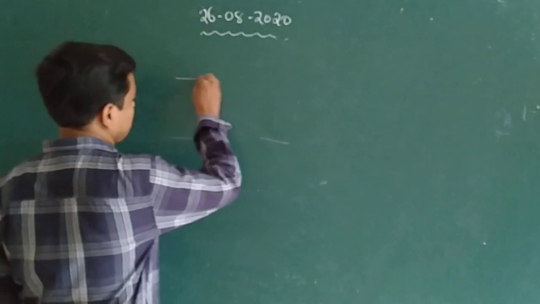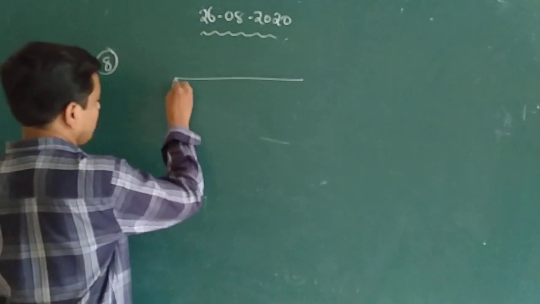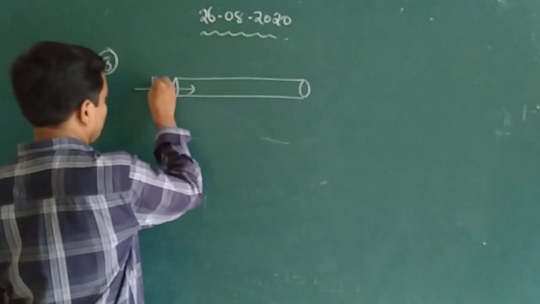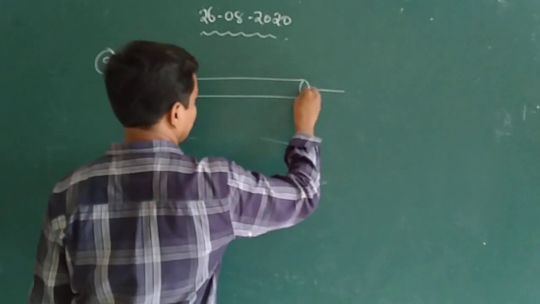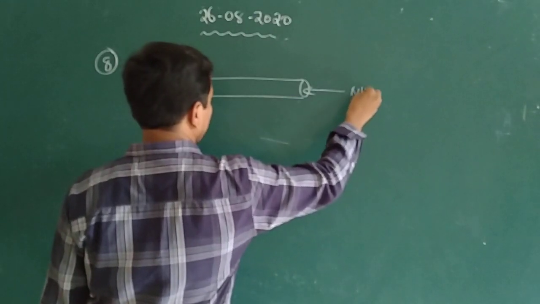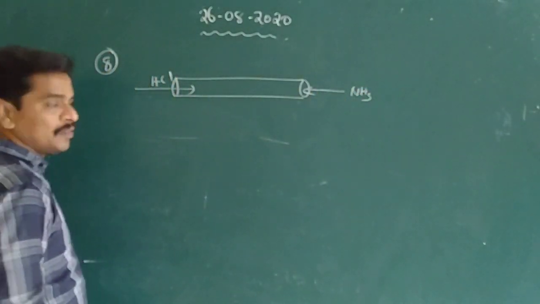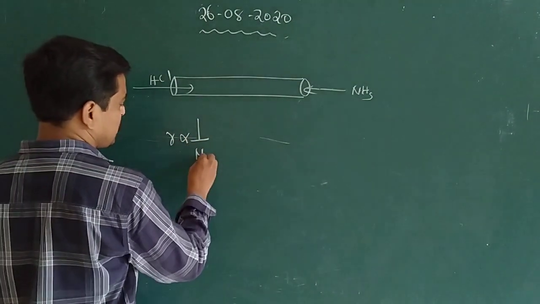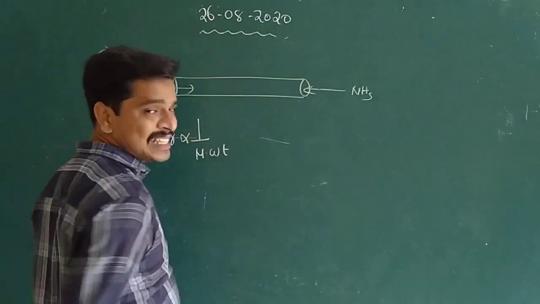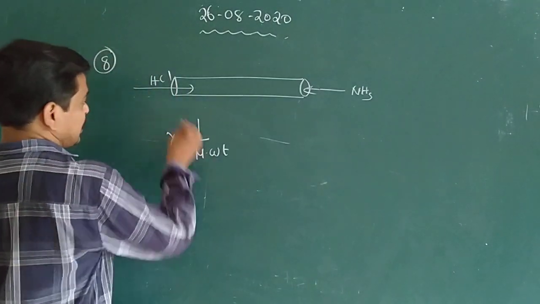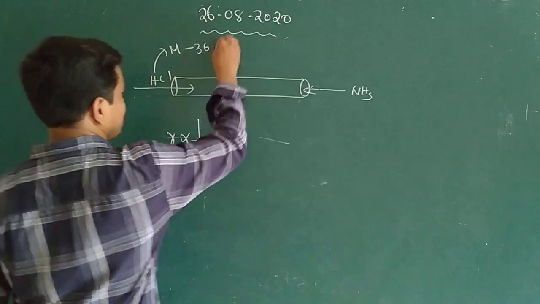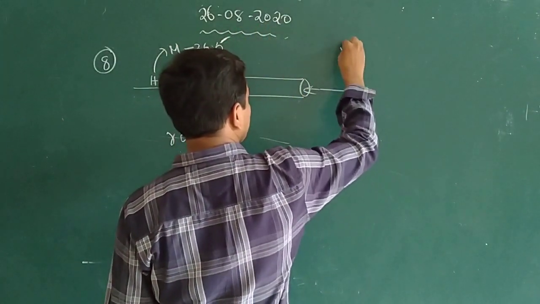Listen students, let there be two bottles, one having HCl, the second having NH3. Both are mixed, both are gases, both having the ability to diffuse. Students, we know that rate of diffusion is inversely proportional to the molecular weight of the gas. This one's molecular weight is 36.5, and this one's molecular weight is 17.